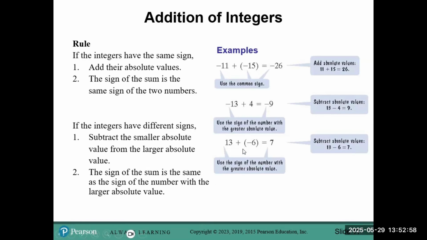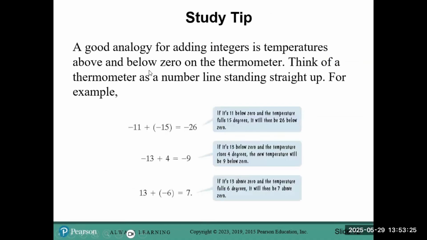In this example, we have 13 plus -6. Well, now the 13 is bigger, and this is really just the same as 13 minus 6. But I can also think of it as if I have $13 and then I spend $6, that would be represented by negative 6. Now I have $7 left. If you think about these rules as you're doing the problems, I think it can be really helpful.